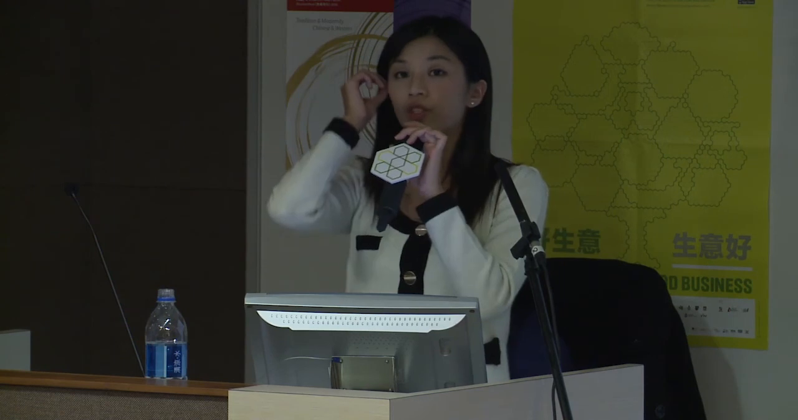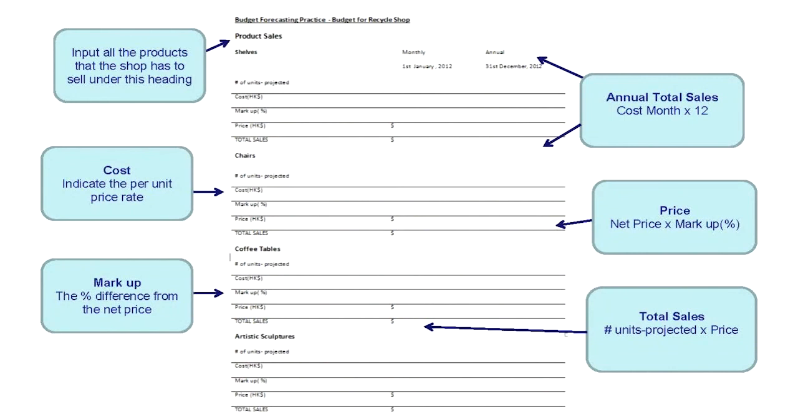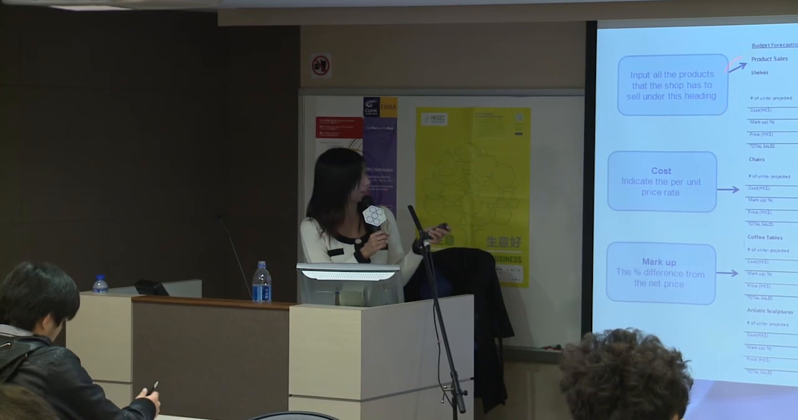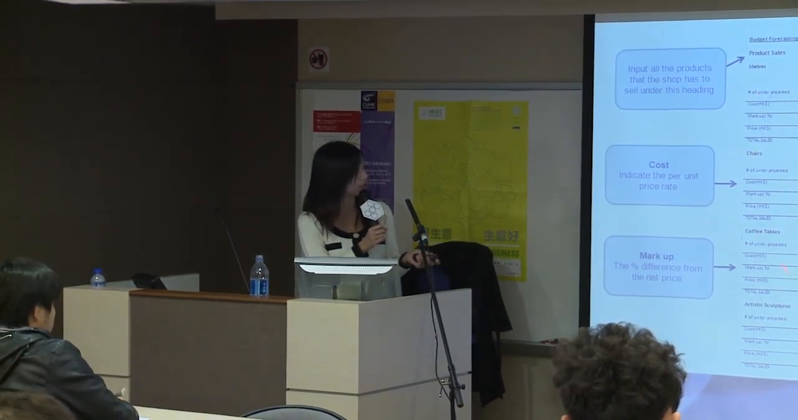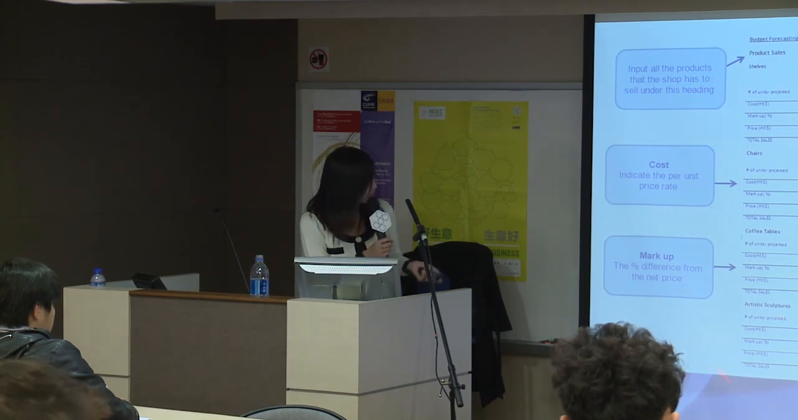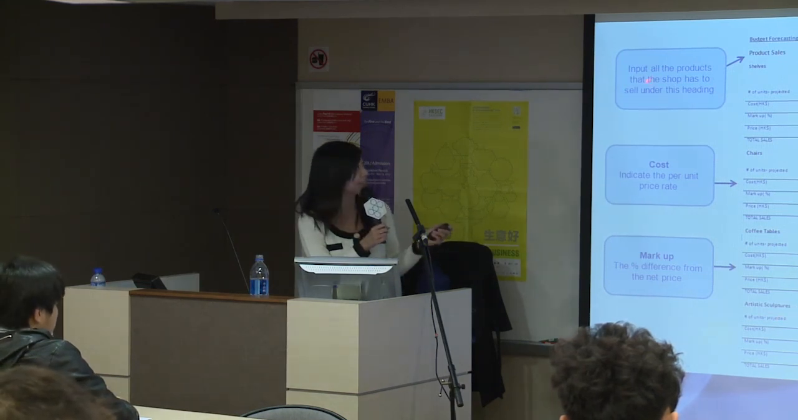Pay attention to that. So basically, I'm going to talk about this spreadsheet. Why do you need to include this? So basically, there are all the products. You have to include the products, what the shop has. So basically, what are you selling? Is it a service? Then there might not be incurred cost. Or else, if it's a product, then you have to think, what kind of cost do we have? So the shelves, the chairs, the tables, the artistic sculptures, all these would cost money in making. So input all the products under the heading.